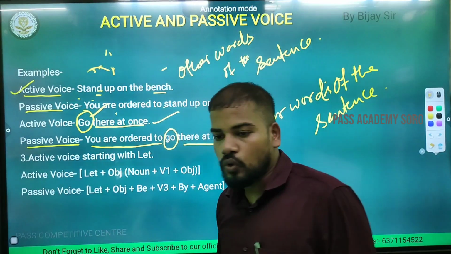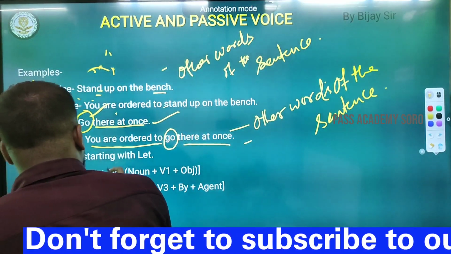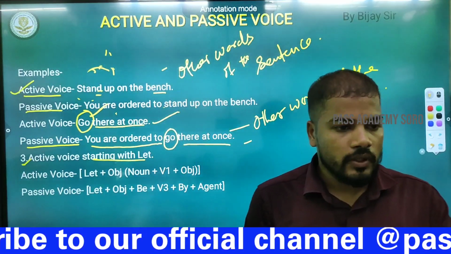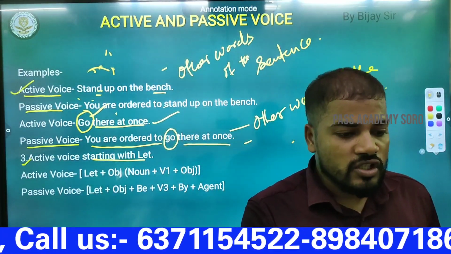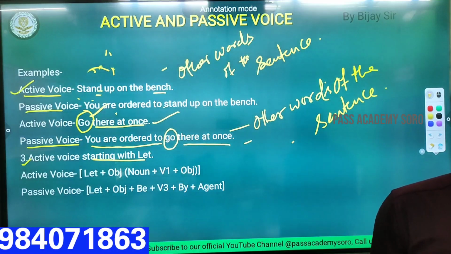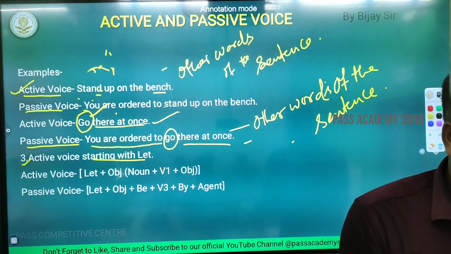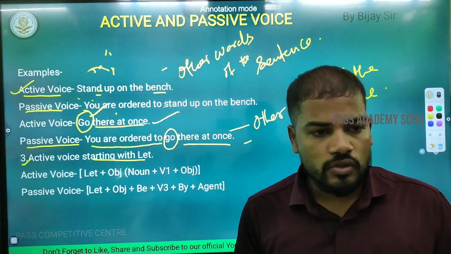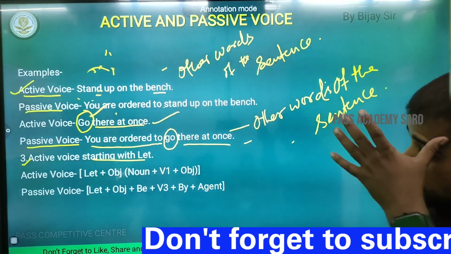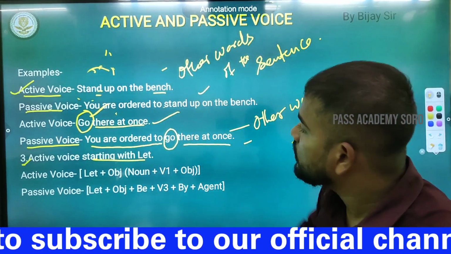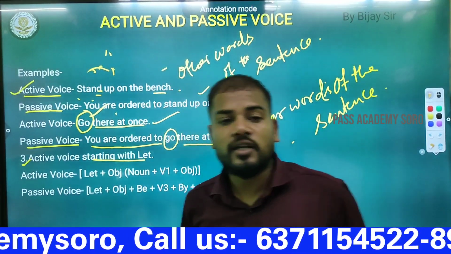Okay, so our next rule, active voice starting with let. We already knew how to change a sentence denoting an order with a transitive verb, right? We use let at the beginning of the sentence, like open the door, let the door be opened. We use let with the transitive verb which performs an order. So here we already learned how to change into passive voice if there is an intransitive verb form.